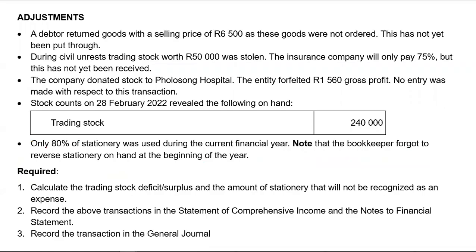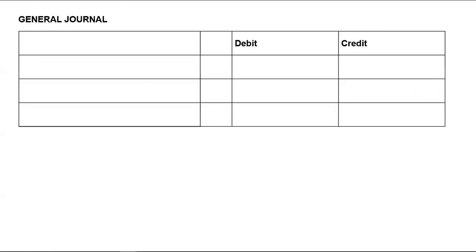Starting with the first adjustment, this says that a debtor returned goods with a selling price of 6,500, as those goods were not ordered. This has not yet been put through. So we will put it through by recording it in the general journal. Obviously you can record this in the debtors allowances journal.